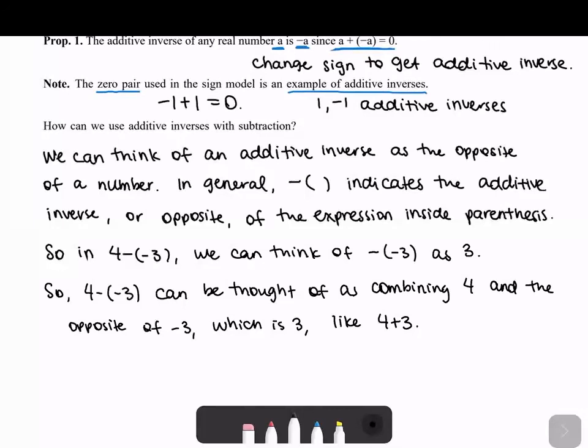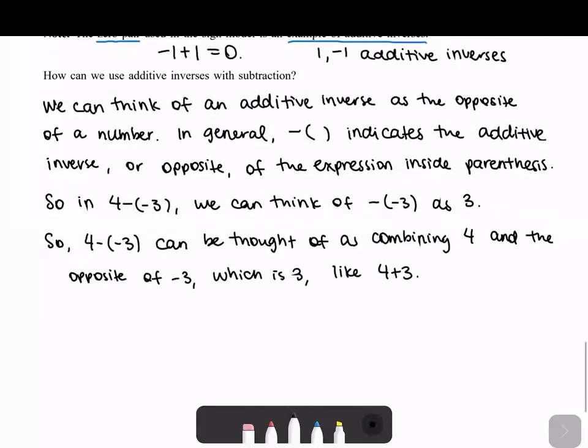Okay, so this property is also on page 305, and on page 305 it says that a minus b is a plus -b, and that's what we just wrote down here. And this is how everything works together.